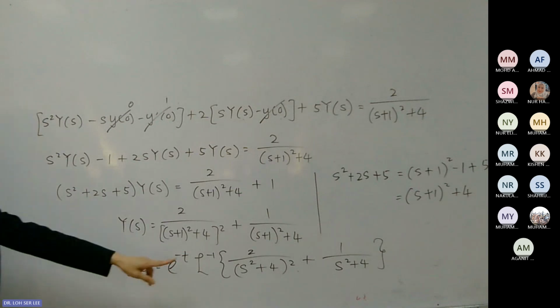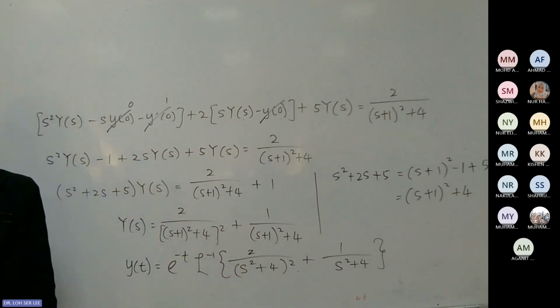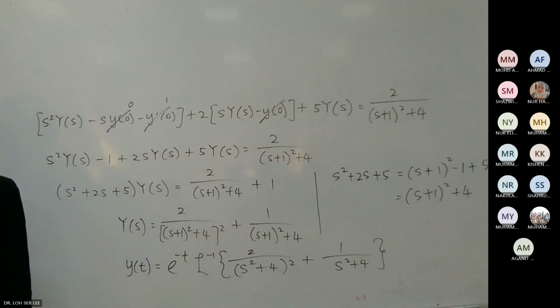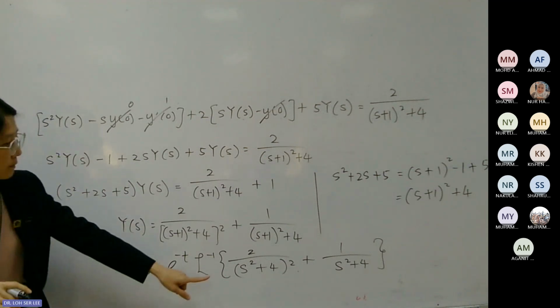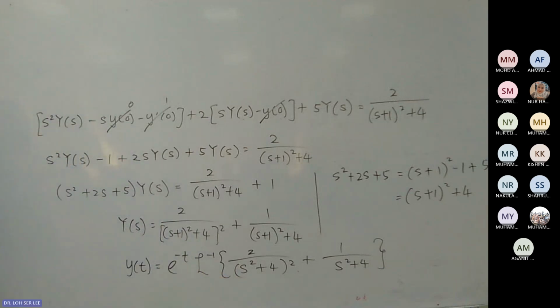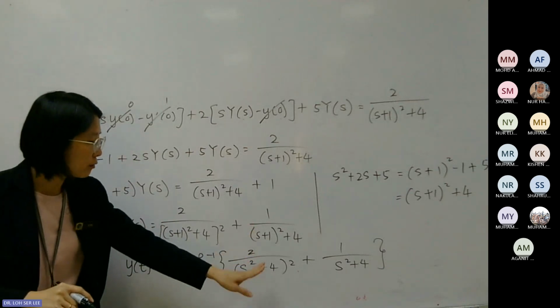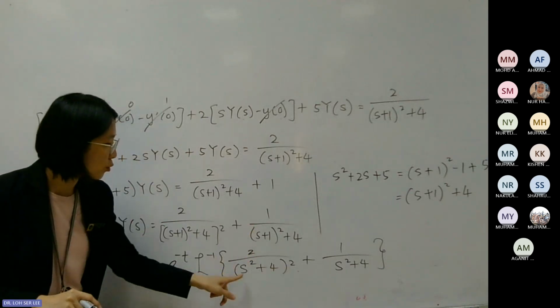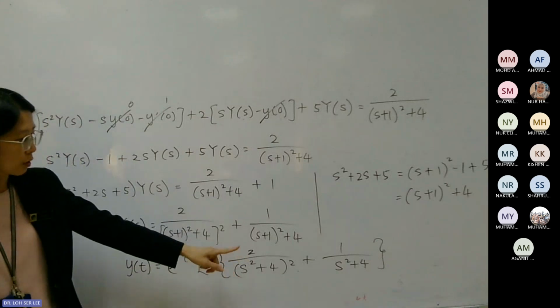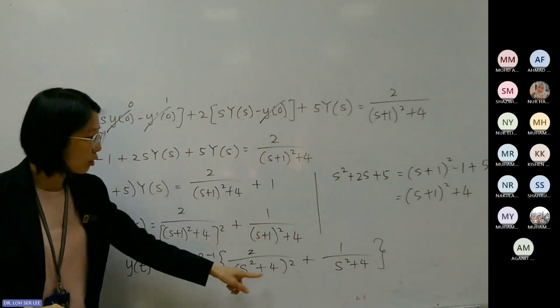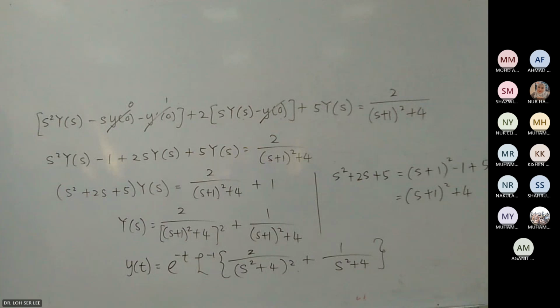So how to solve this? Anyone? Any idea? Convolution? Yes, convolution can be used to solve this one, because you can break this into 2 over s squared plus 4 and 1 over s squared plus 4.